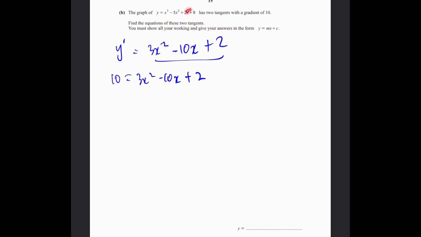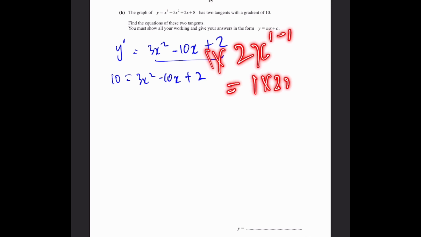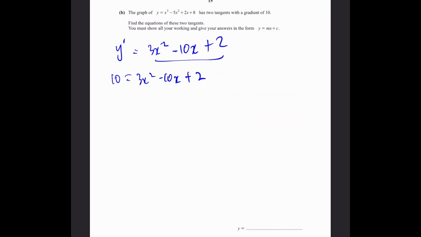And then this is x to the power 1, so 1 times 2 times x to the power 1 minus 1, which is 1 times 2 times x to the power 0. That will be 1 times 2, which is 2. And then the constant cancels out when we're doing a derivative. So if we don't have an x term, we just ignore it, just delete it. That's why.